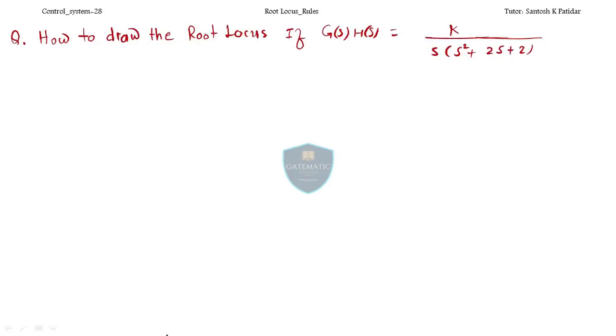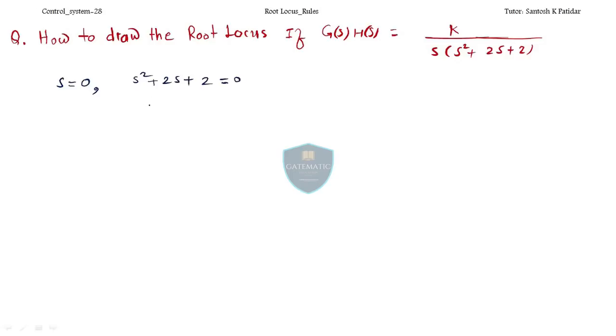How to draw the root locus if the open loop transfer function G(s)H(s) is given? Remember always, for the root locus you will be given only the open loop transfer function, that is G(s)H(s). Let's find out. Over here the poles are given. The first pole is s equal to 0, and the remaining two poles come from s squared plus 2s plus 2 equal to 0. Let's find out the roots.